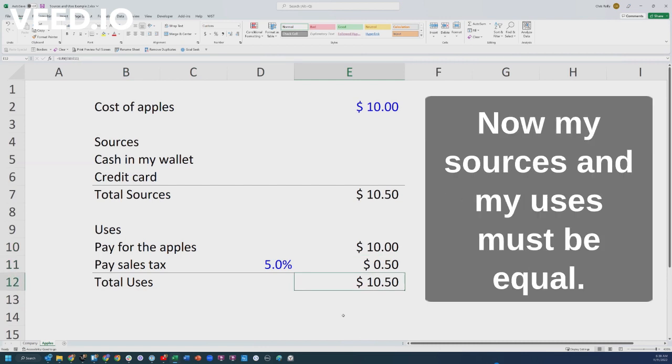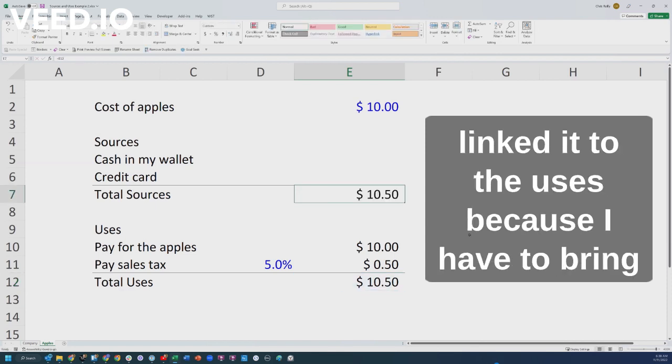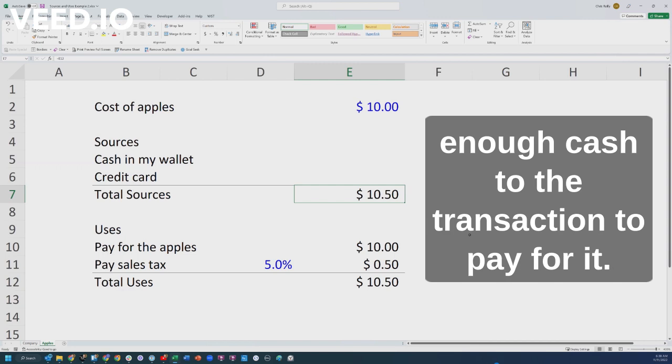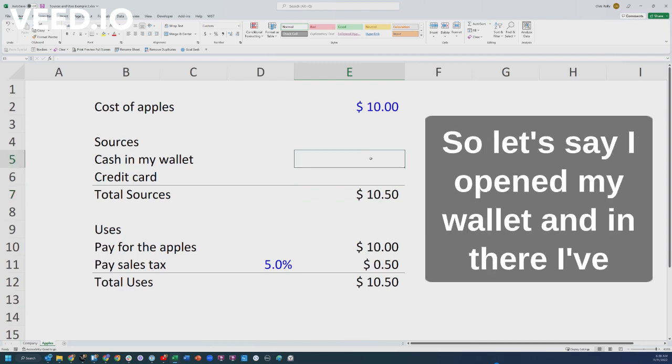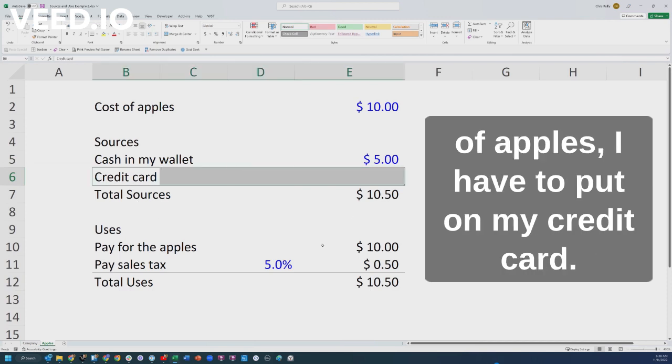Now my sources and my uses must be equal. So you can see here in my total sources, I've linked it to the uses because I have to bring enough cash to the transaction to pay for it. So let's say I open my wallet and in there I've got $5. Well, the rest of it, to cover my cost of apples, I have to put on my credit card.